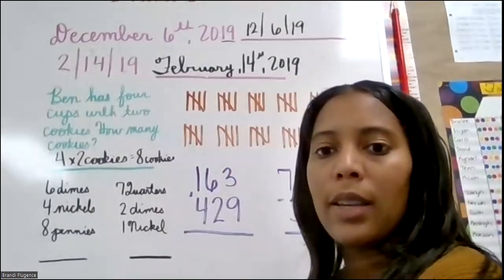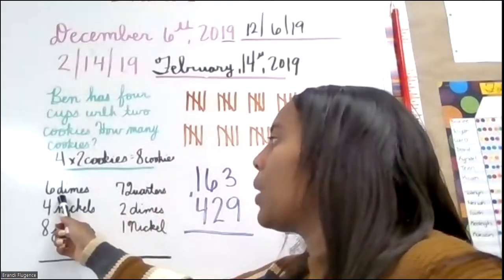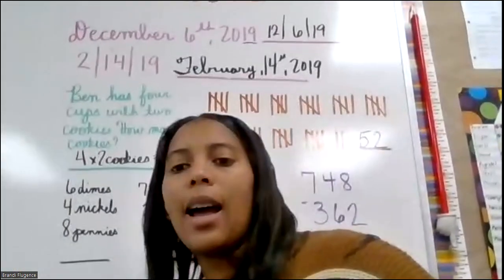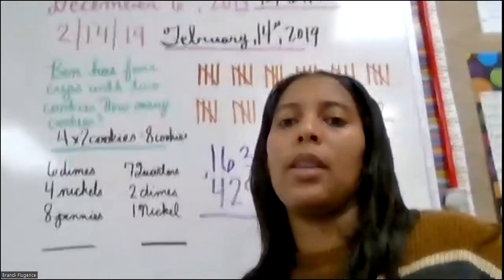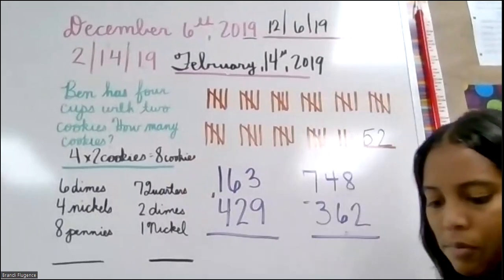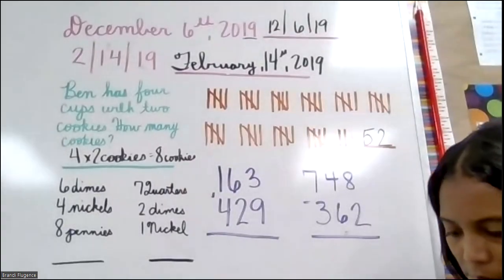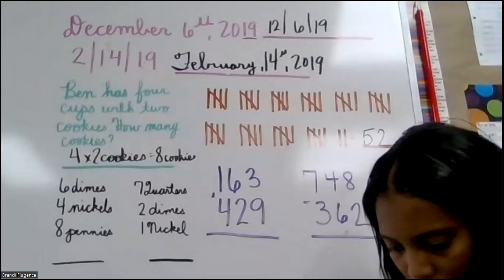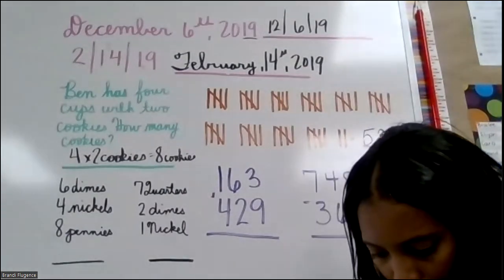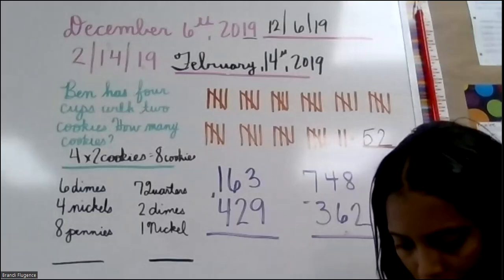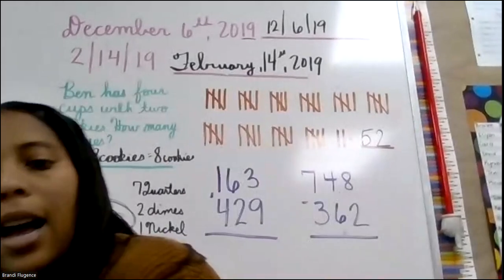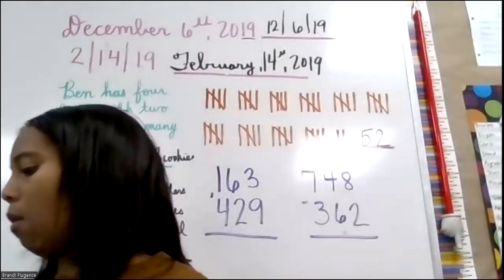All right, you may need to draw these out, the coins. So we have 6 dimes, 4 nickels, 8 pennies. How much would that be?